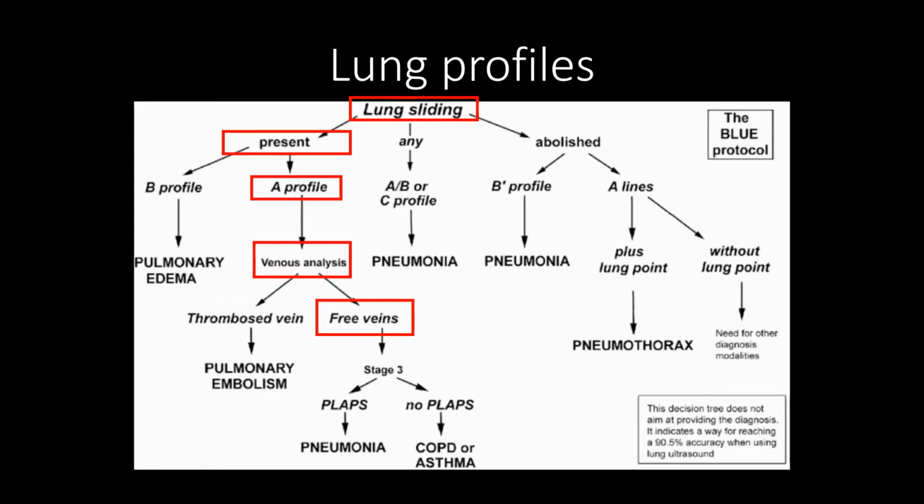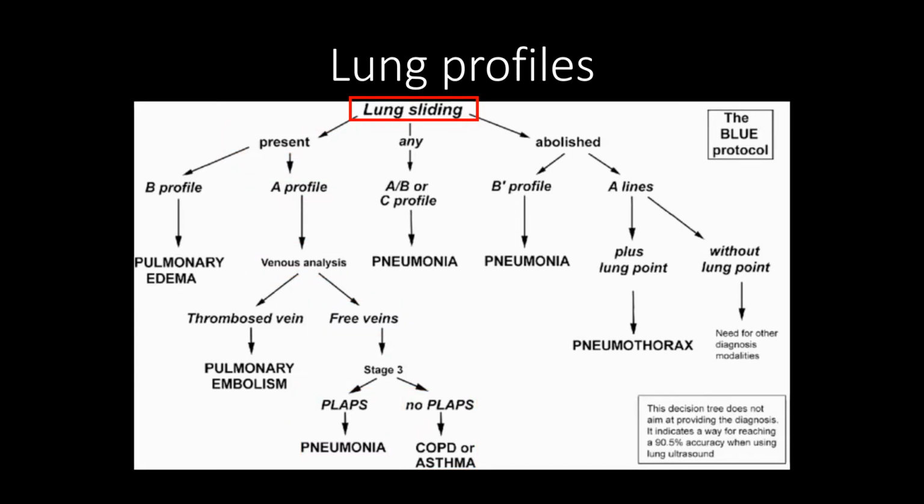However, if there is no thrombosis identified, we would then move down into identifying whether or not there's any effusion or consolidation in the PLAPS region particularly, and if there was either consolidation or effusion, that would be consistent with pneumonia. However, if there is no consolidation or effusion, this pattern would be called a profile with no PLAPS, and this would be most consistent with COPD or asthma.